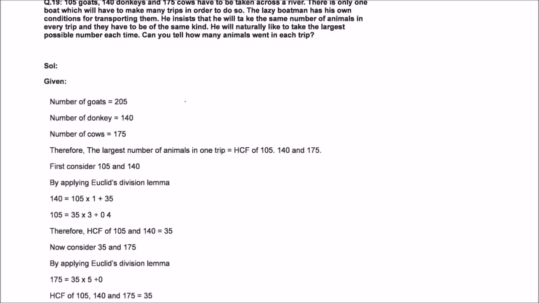So by the question, it is clear that there are three different types of animals, and he just wants to take the same number of animals every trip. He is simply trying to say that I will take the HCF only. So 105, 140, 175. Let us take these two numbers first, 105 and 140, find out the HCF, you get 35. Now take 35 and 175, find out the HCF, you get 35 as the HCF of all of these.